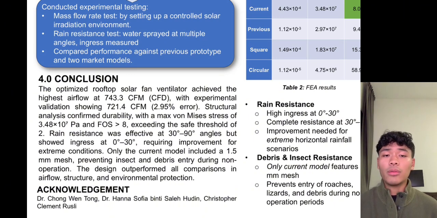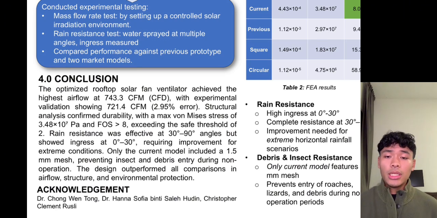Experimentally, only the current model includes a protective mesh to prevent entry of insects such as roaches and lizards during periods of non-operation. The mesh has proven effective, while the other models had no such protection and were fully exposed to external contaminants. Figure 7 shows the rain resistance experimental setup used.